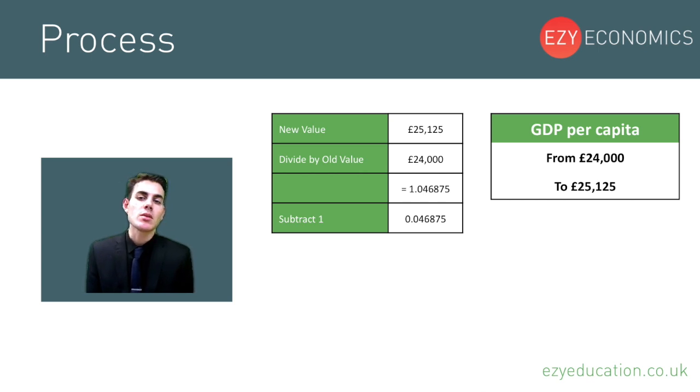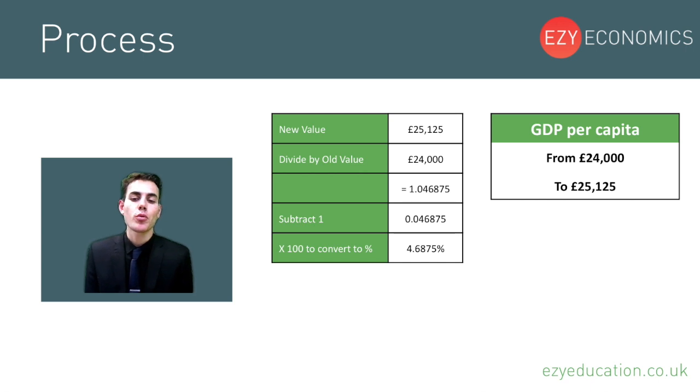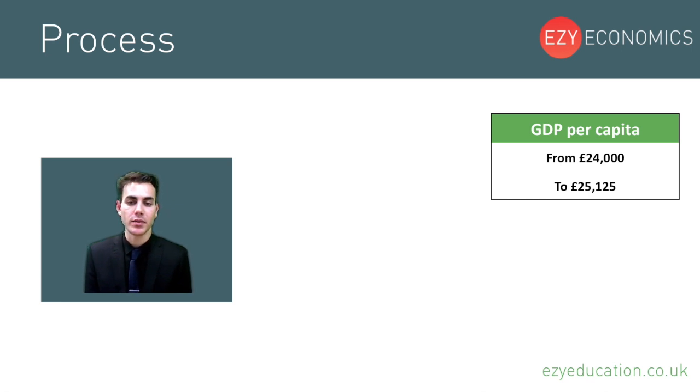0.046875. And then we multiply by 100, effectively removing those zeros and shifting the decimal point to the right by 2 places, and that gives us 4.6875%. All that's left to do is clear this up and round it to 2 decimal places.